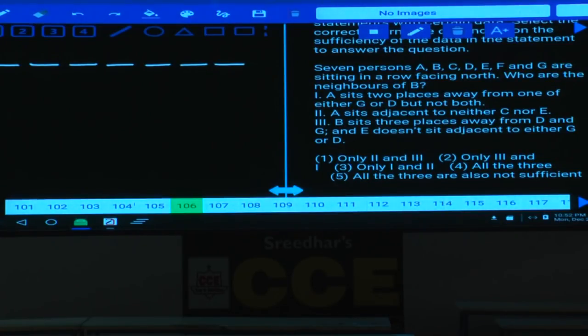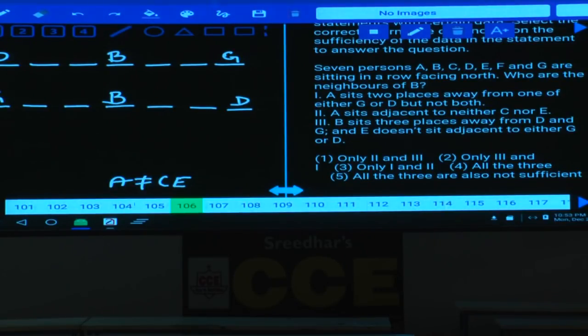Now A sits adjacent to neither C nor E. A is not adjacent to C and E. And condition number 3, B sits 3 places away from D and G. Now as B is seated 3 places away from D and G, if D is here then B will be here, isn't it? 3 places away. B sits 3 places away from both D and G in any order. Either D and G at positions 1, 2, 3, 4, 5, 6, 7, or G and D. Now this B is 3 places away.